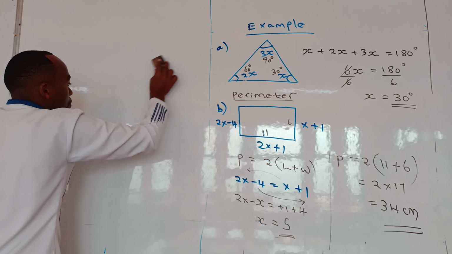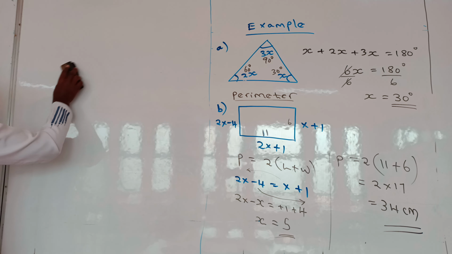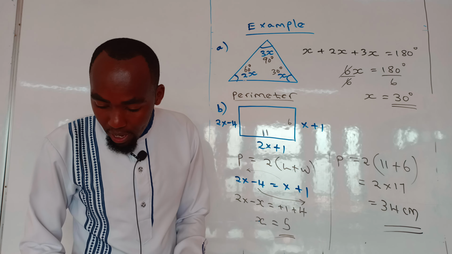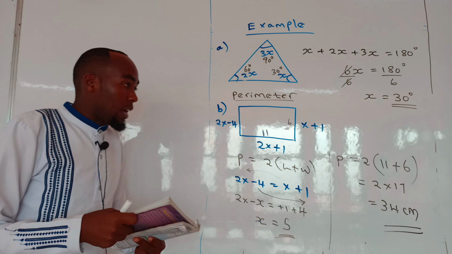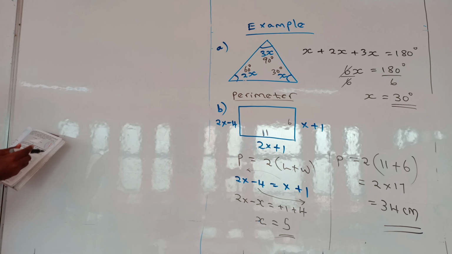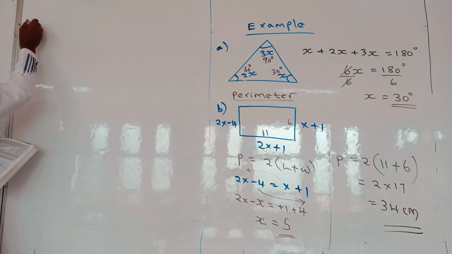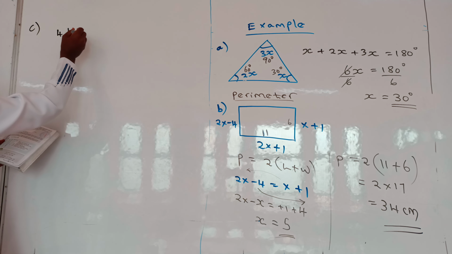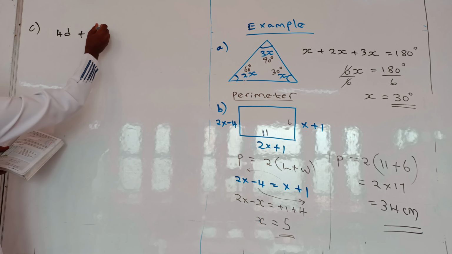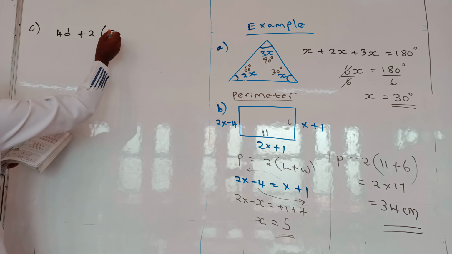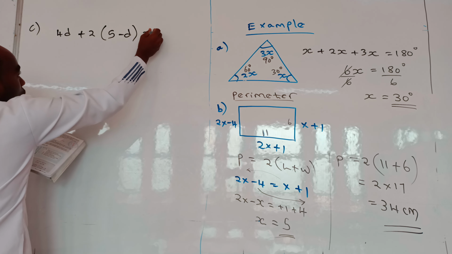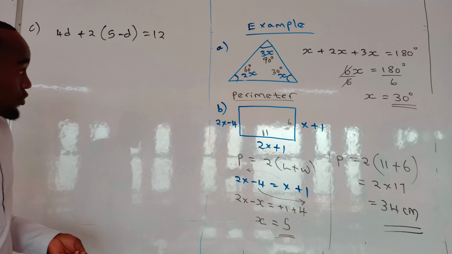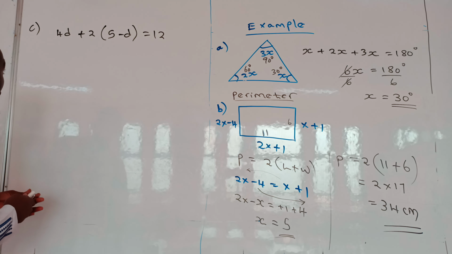algebraic equations where you are expected also to solve. I want to try one example of the same. That is, we're given here number C. Let's try this one. We have 4D plus 2 into bracket 5 minus D is equals to 12. Yeah? Maybe this one can be our last question, then I can give you some questions to try.